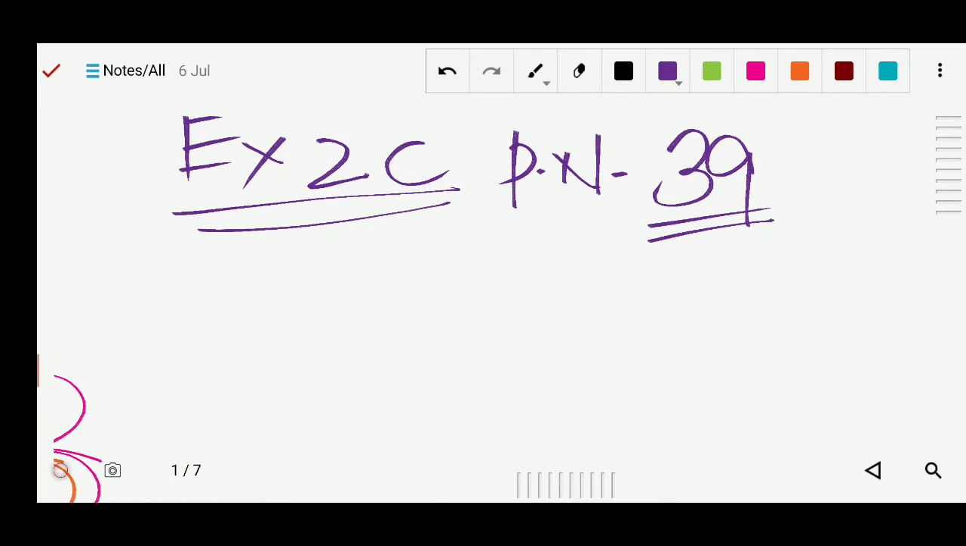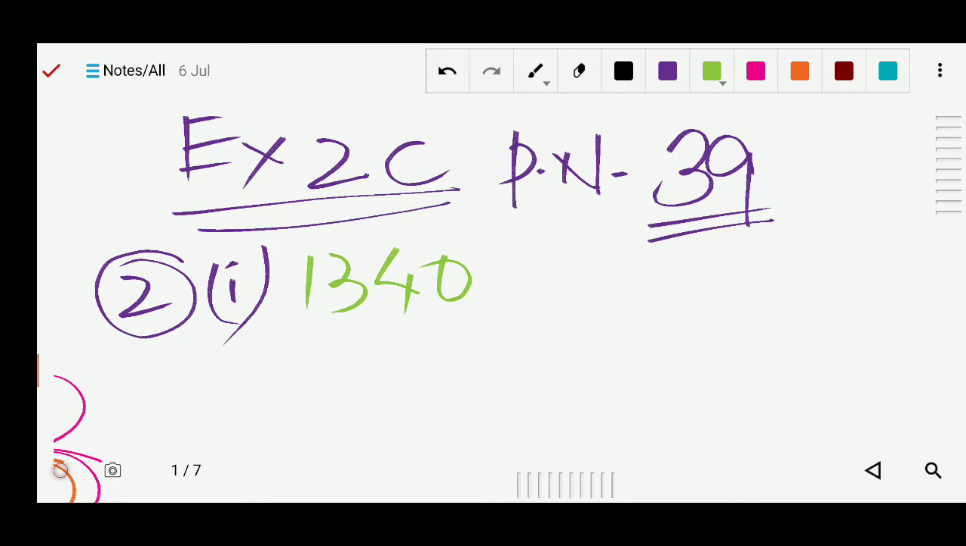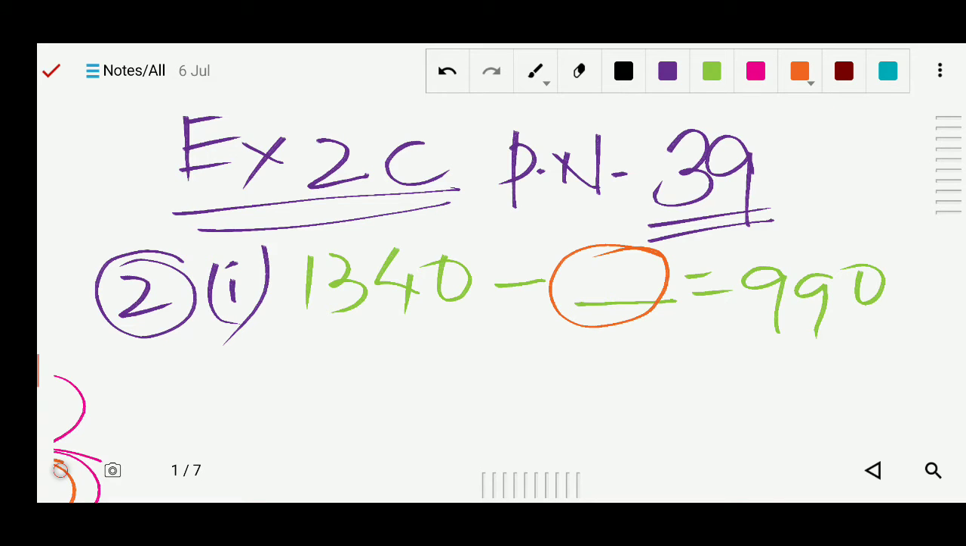The first question, exercise 2C, question number 2, sub-question 1: 1340 minus blank equals 990. Which number will come in this blank? How will we solve? Suppose the blank is x. So what can we write?